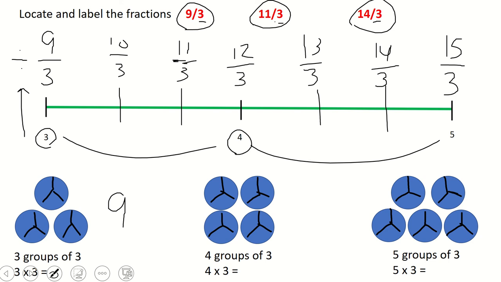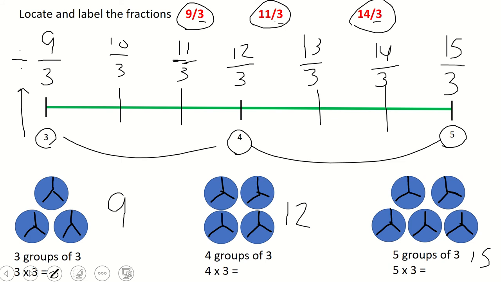Look at 4. I drew 4 whole circles and I divided them into 3 equal parts. So it looks like 4 groups of 3, or 4 times 3, which equals 12. So I was correct. There are 12 thirds in 4 wholes. Check number 5. If I were to draw 5 whole circles and divide them into thirds, it would be the same thing as 5 groups of 3, or 5 times 3, which is 15. So there are 15 thirds.